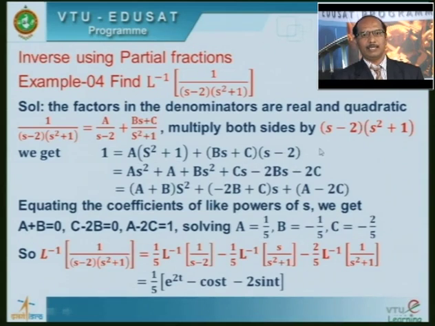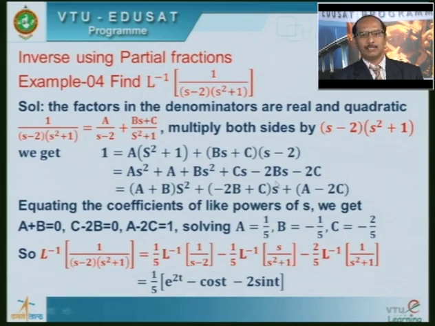Now, simplifying on the right hand side: a into s square, a into 1, plus bs into s, bs square, then c into s, cs, bs into minus 2, it is minus 2 into bs, lastly c into minus 2, it is minus 2c. Then you collect the coefficients of various powers of s. First consider the s square terms, a into s square and b into s square. Combining them, a plus b into s square.